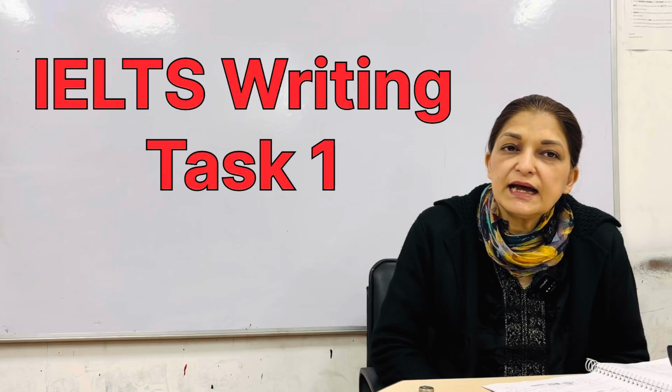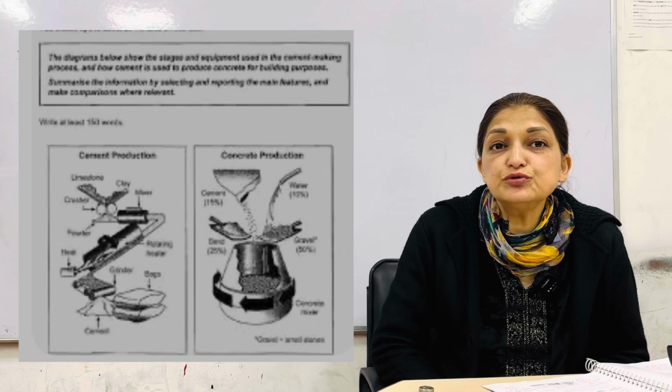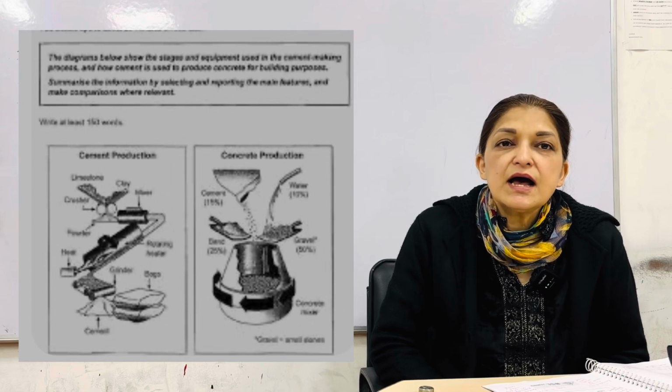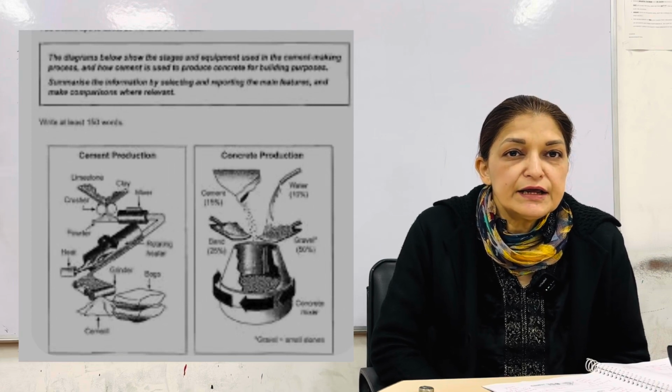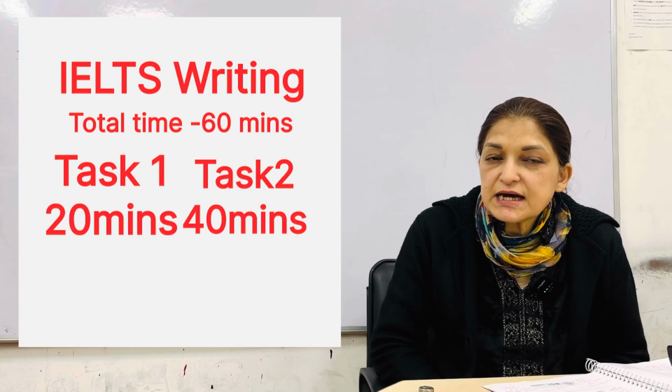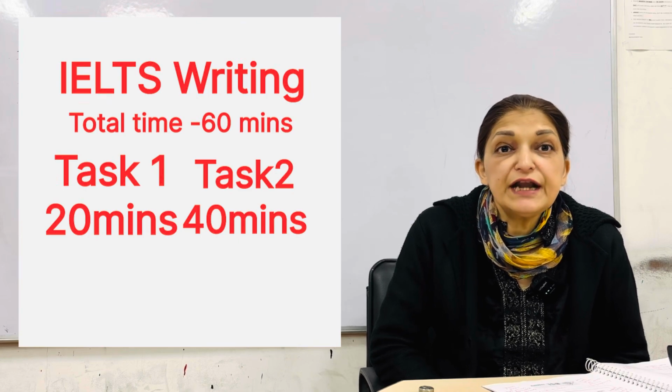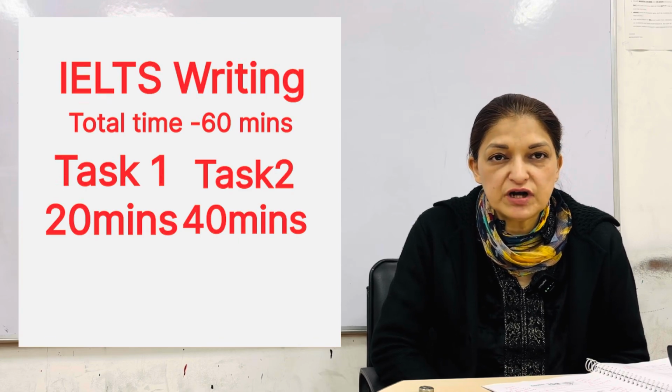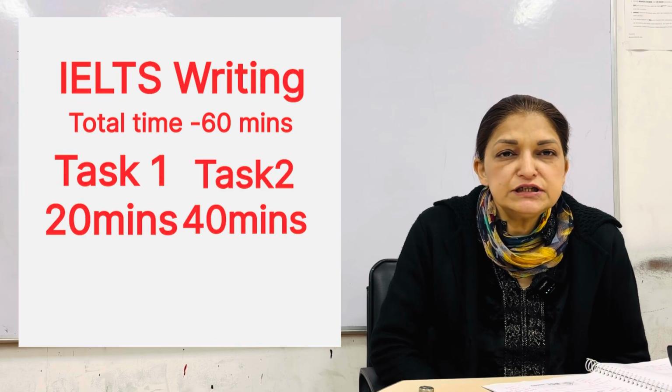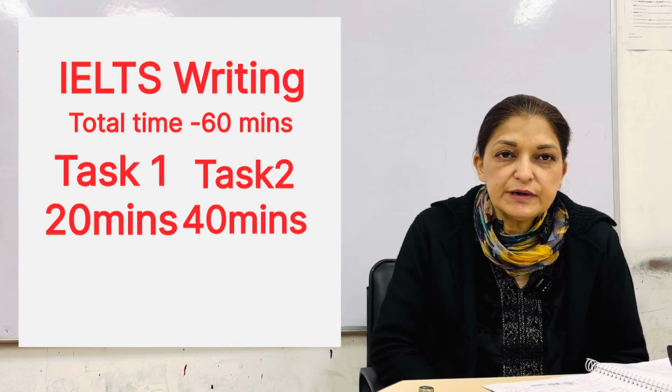I'll be discussing IELTS Writing Task 1, which is about the making of cement and its use for construction purposes. Total time for writing, you must be knowing, is 60 minutes. Out of 60 minutes, we have 20 minutes for Task 1 and 40 for Task 2. But see, time management totally depends on you. If you take 15 minutes for Task 1, you will have 45 minutes for Task 2.